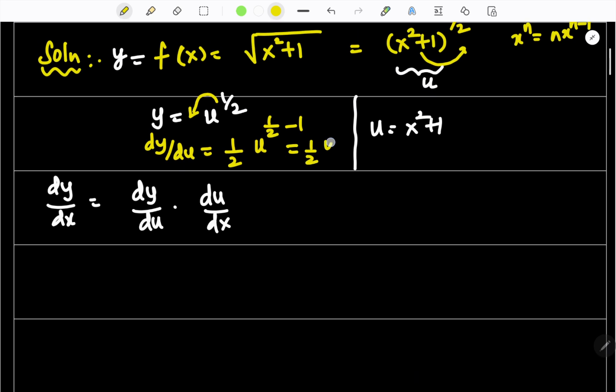This equals half u to the power of minus half. Clear, everybody? Right. Now differentiate this u with respect to x. So what happens? It is 2x plus what? The derivative of 1 is 0. So let's go to the question.